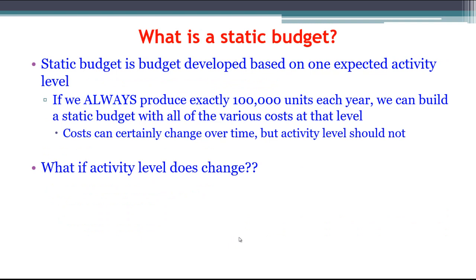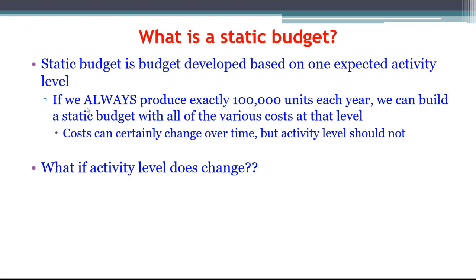So to start our discussion, we're going to talk about a static budget, and then we'll move on to the comparison with a flexible budget. The idea of a static budget is that we're developing this based on one expected activity level. We assume we're going to operate at that activity level, and if we do, then hey, we can easily compare that budget to the actual results.